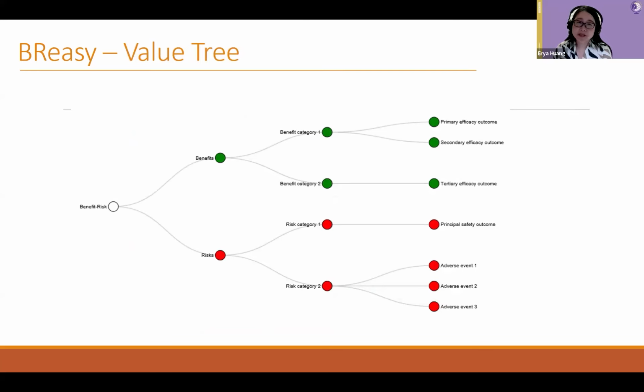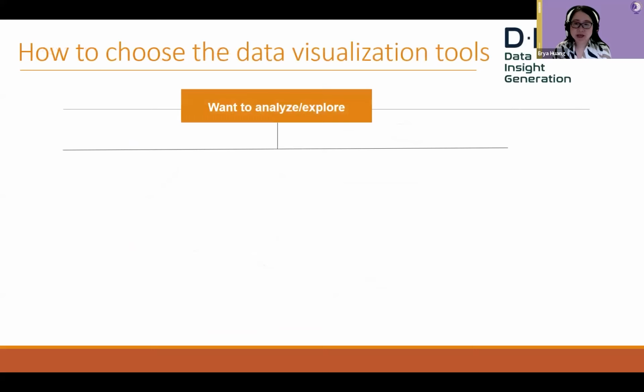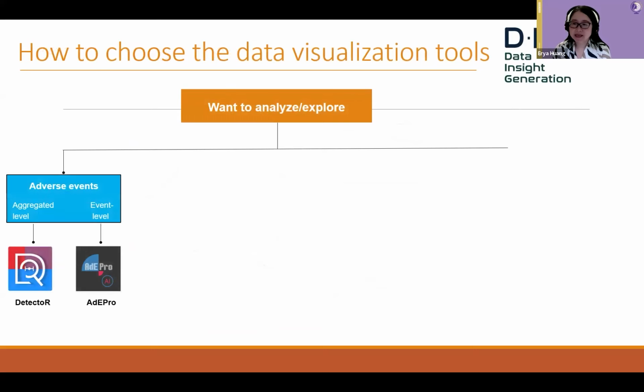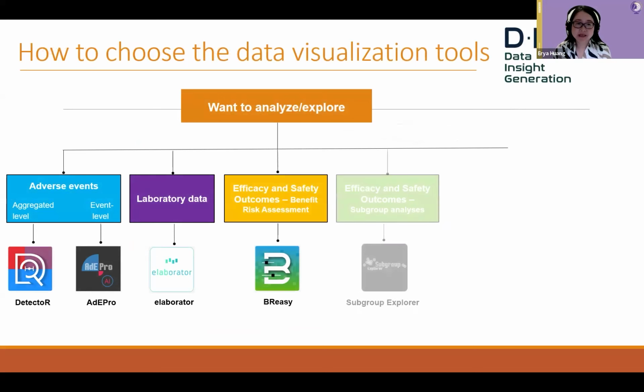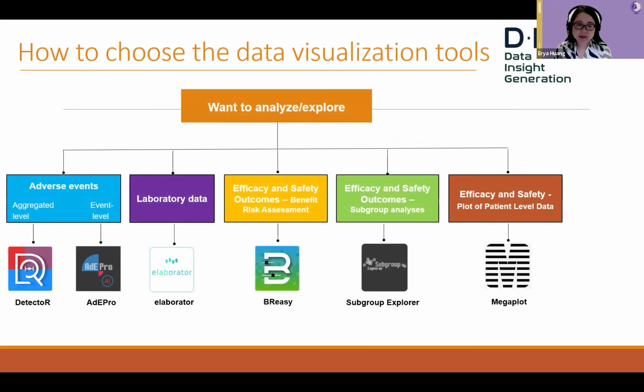After reviewing the results of both efficacy and safety, we could also generate the value tree, where the green represents benefits and red represents risks. Taken together, our current set of apps covers all key aspects of a study, including adverse events, lab data, and efficacy and safety outcomes, both benefit-risk assessment and the subgroup analysis.